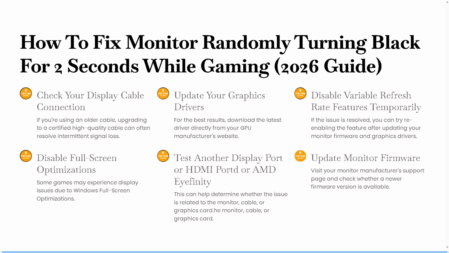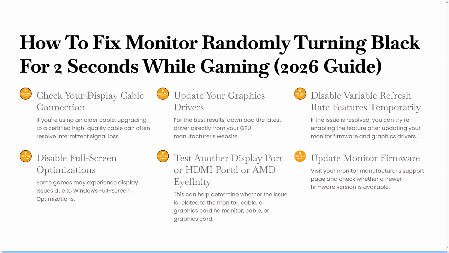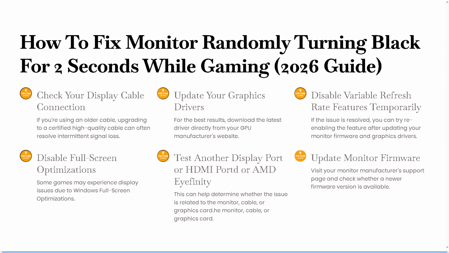The first thing you should check is your display cable. A loose or faulty HDMI or DisplayPort cable can cause your monitor to temporarily lose signal, resulting in a brief black screen. So I need you to turn off your PC and monitor, unplug the display cable from both ends, check for any bent pins or damage, and firmly reconnect the cable. If possible, try a different HDMI or DisplayPort cable. And if you are using an older cable, upgrading to a certified high-quality cable can often resolve intermittent signal loss.